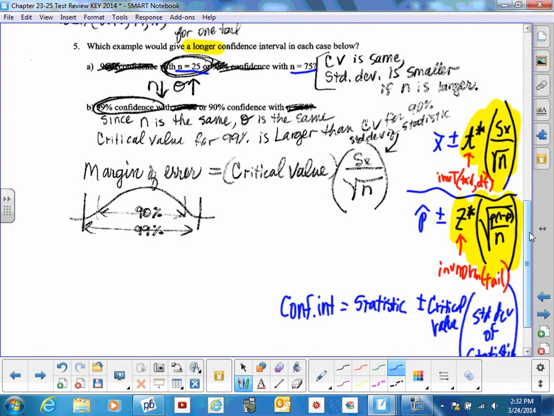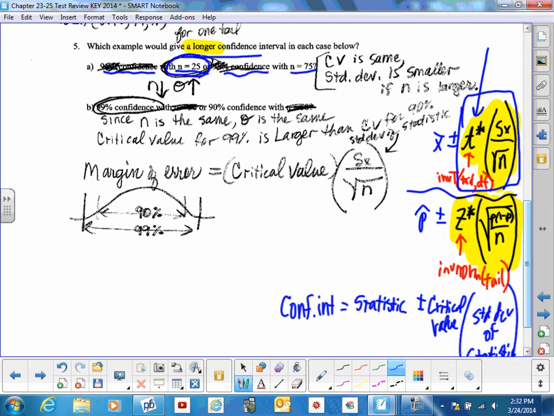What things change the size of an interval? Two things. The size of your sample is correct. What else? Your confidence level. As you can see, for example, from this margin of error, here's your critical value. If you look at part A, the confidence is the same, so what's different is the sample size.